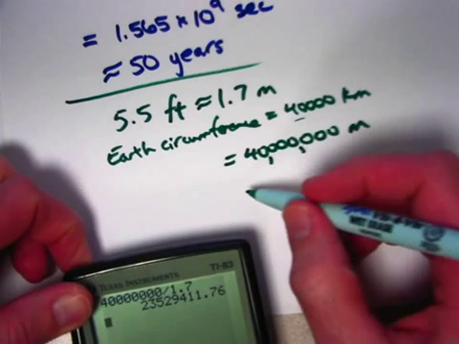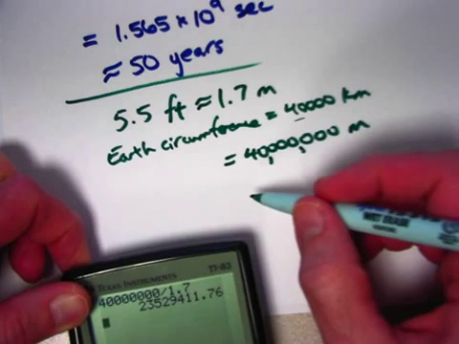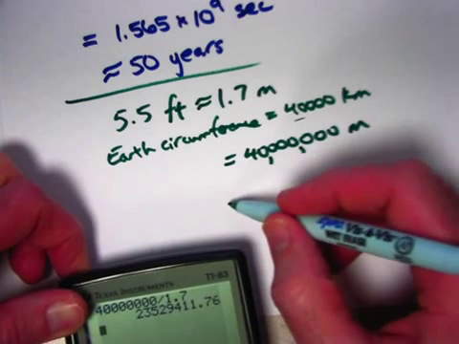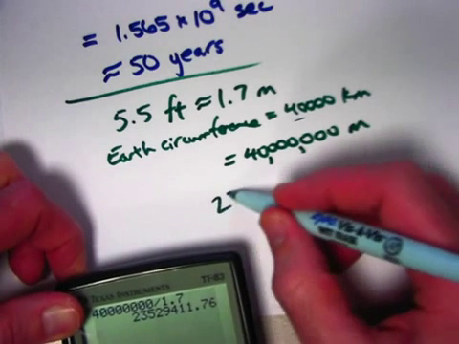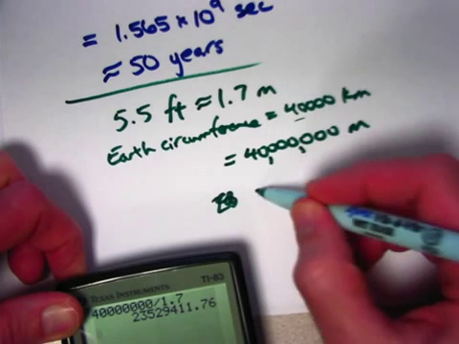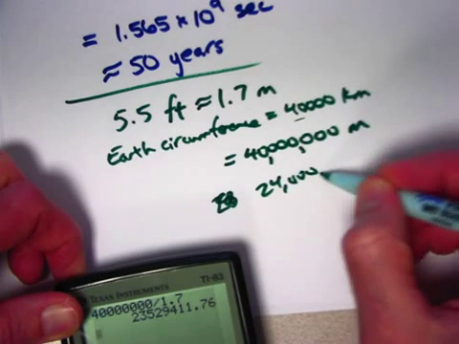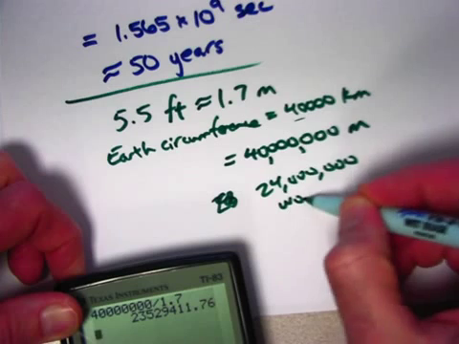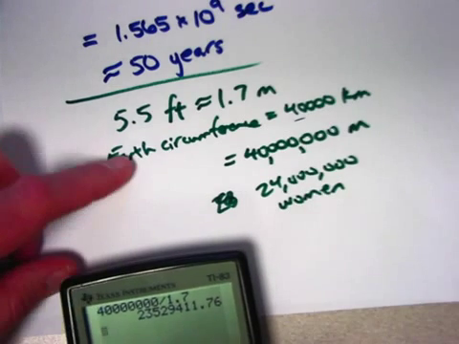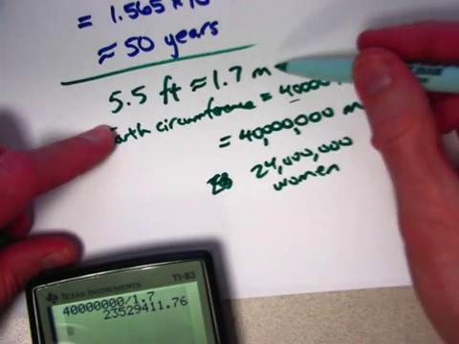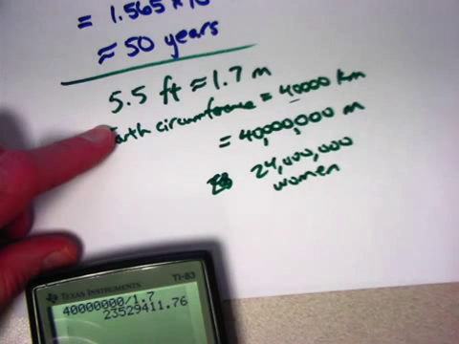Then I'd want to round this to the nearest million women, and that would be 24 million women of average height 1.7 meters would go around the Earth.